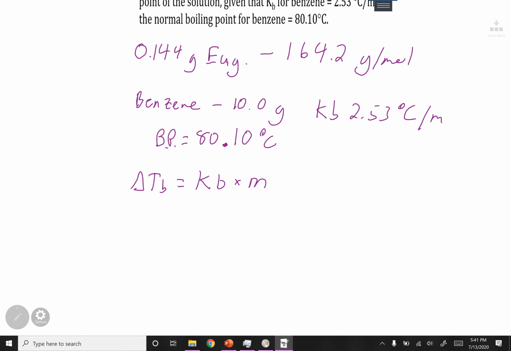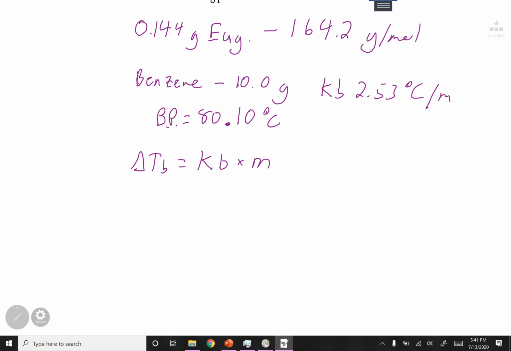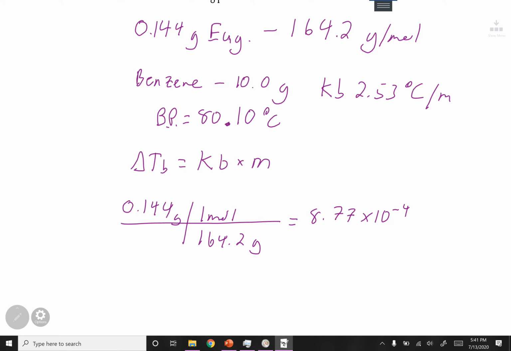So first thing we have to do, we have to convert our mass of our solute to the moles of our solute. Just the same way we did before. Grams, and then for every 1 mole, I have 164.2 grams. So this gives me 8.77 times 10 to the minus 4 moles. Let me just double check that. Yes, okay. And that is moles.